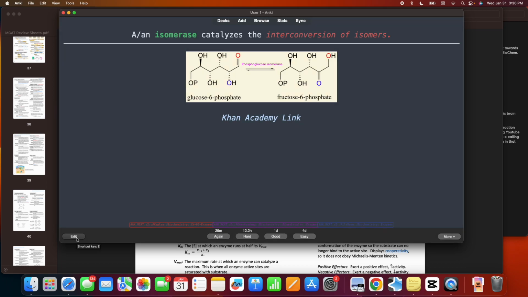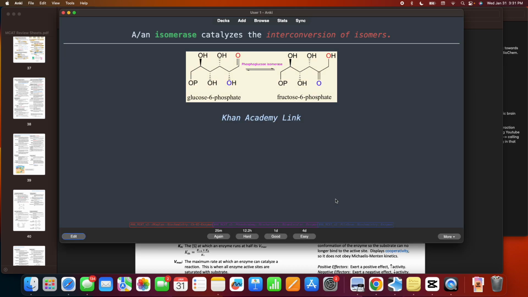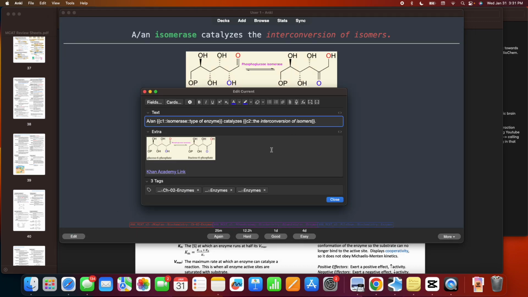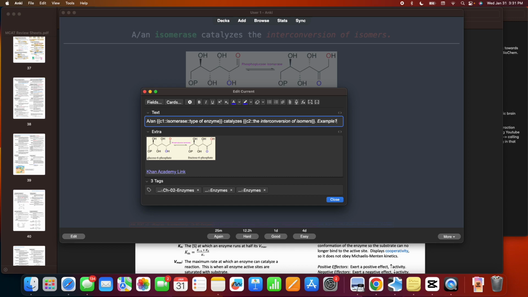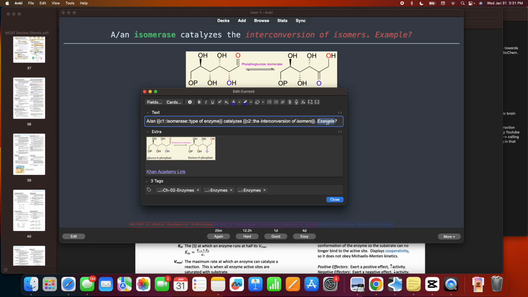Doing an example for this, phosphoglucose isomerase. You need to know that enzyme, it's very important because it's part of glycolysis. Let me do that again.